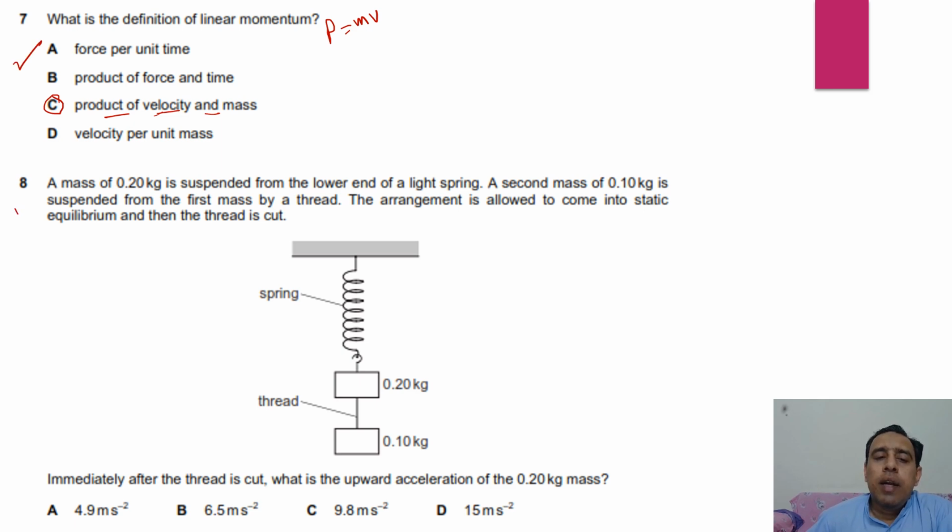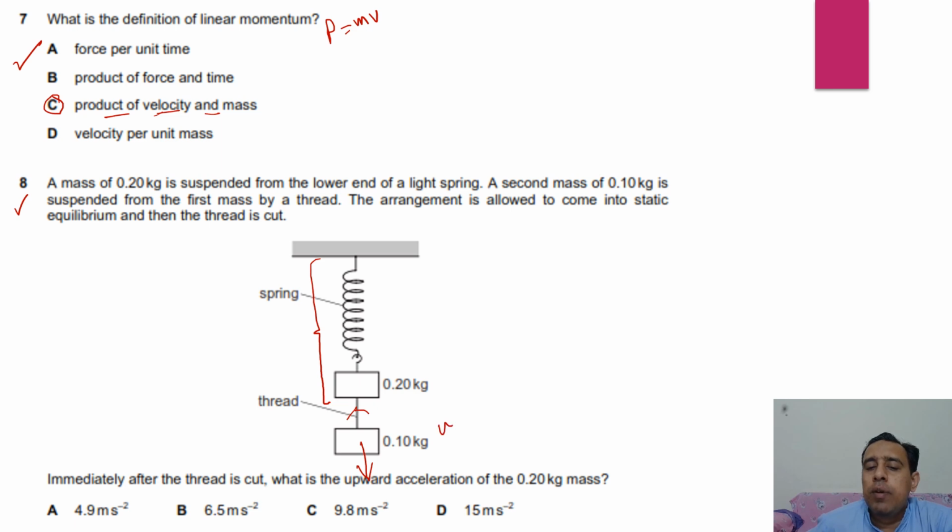In question number 8, there is a mass of 0.2 kg suspended as shown here, and a second mass of 0.1 kg is suspended from the thread with this mass. The arrangement is allowed to come into static equilibrium. Static equilibrium means its forces are balanced, and then the thread is cut. So initially the force acting on this system is equal to the weight of this lower mass. It is acting downward, and the same force is acting upward because it is in equilibrium.